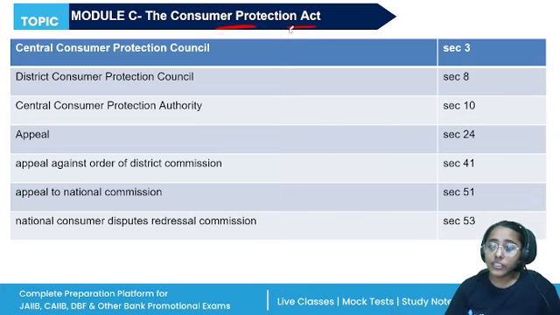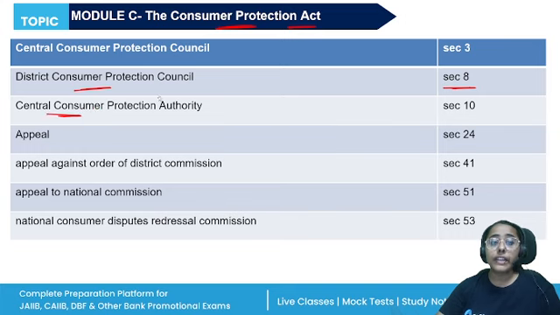The composition: the Central Council shall be an advisory council. The minister in charge of the Department of Consumer Affairs at the central government will be here. Similarly, there are the State Consumer Protection Council and the District Consumer Protection Council. The District Council is given in section 8.